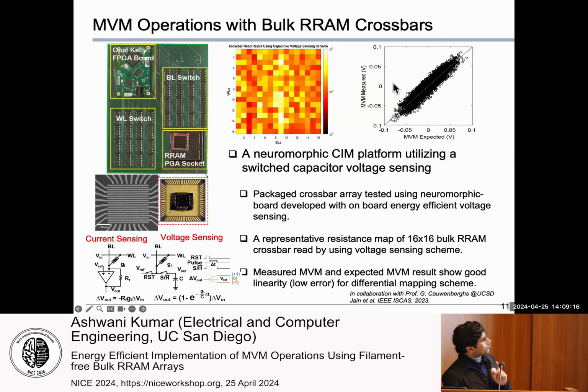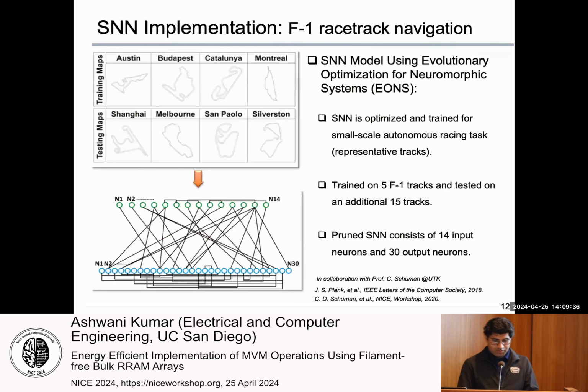At the top right corner, I show you the MVM measured result as well as the MVM expected result using the same board and the voltage sensing scheme. All measurement points are around the linear line, so the row differential scheme also provides a linearized MVM operation. Okay, finally, for the SNN implementation, we take help from the evolutionary optimization for neuromorphic systems, also called the EONS algorithm.